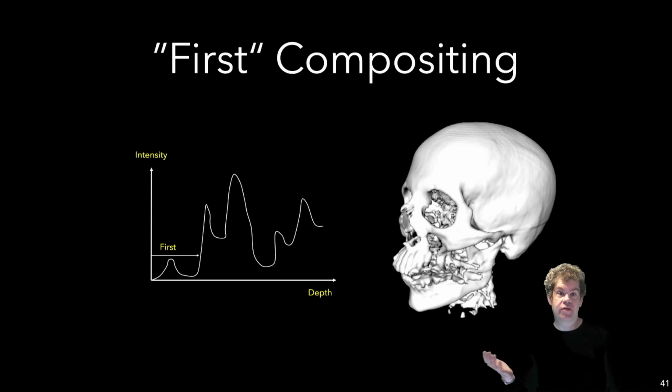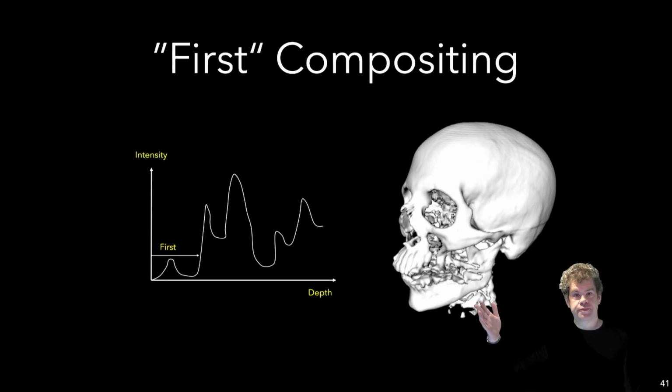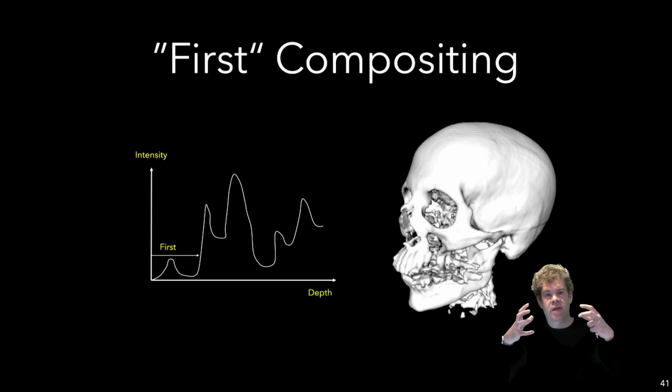Right? Anything that's below first is ignored, and anything that's above first. So I basically just get one point out. But still, it allows you to extract surfaces that don't really exist in reality, right? But it generates surface-like structures. And surfaces are a thing that we're pretty good at interpreting.